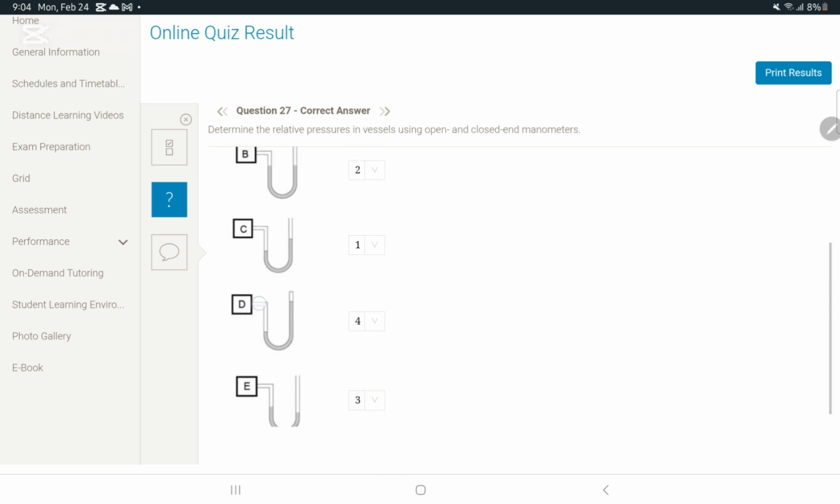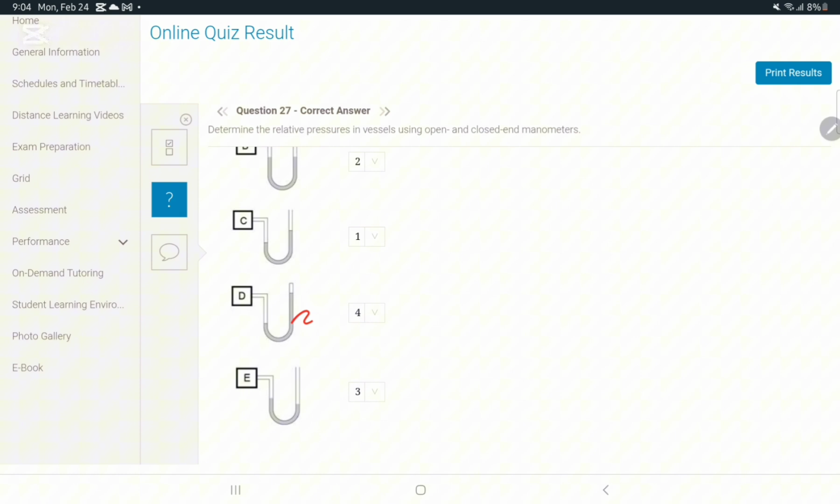What we can notice about D is that it's the highest one out of all of them. So you will ask yourself, why did we not choose it as 1? Because it's closed here. So the only pressure that's acting upon it is the pressure of the liquid itself. If it's open, it would have been the highest one, since there would have been atmospheric pressure acting on it.